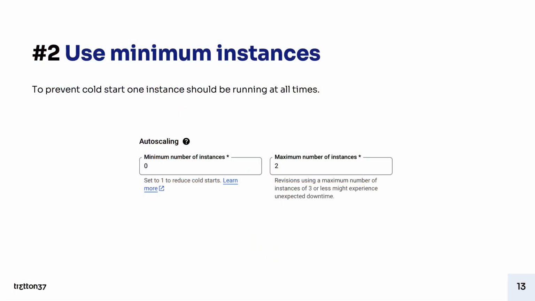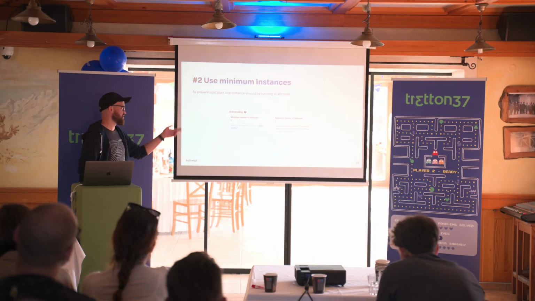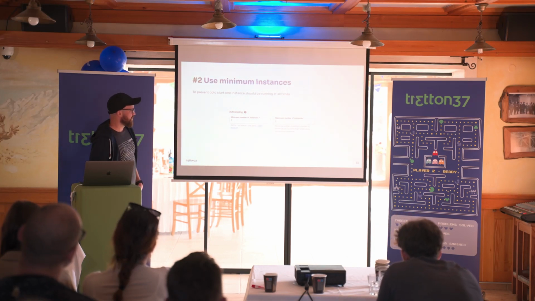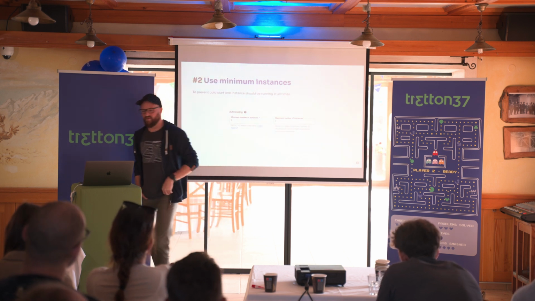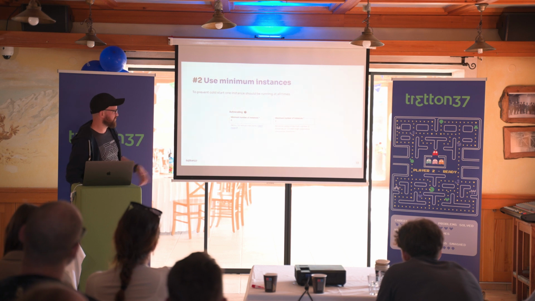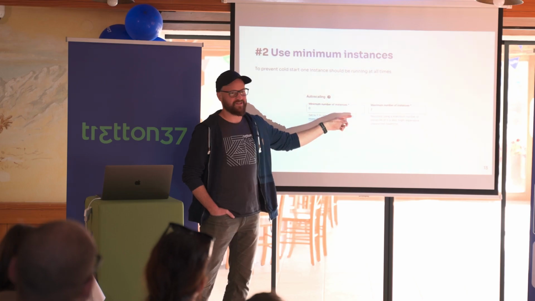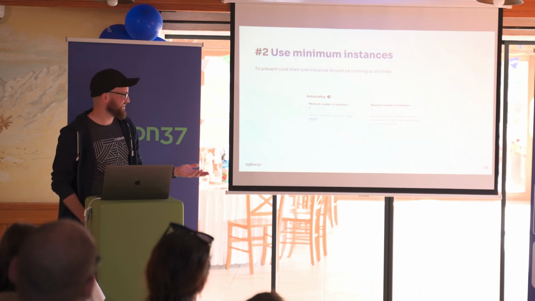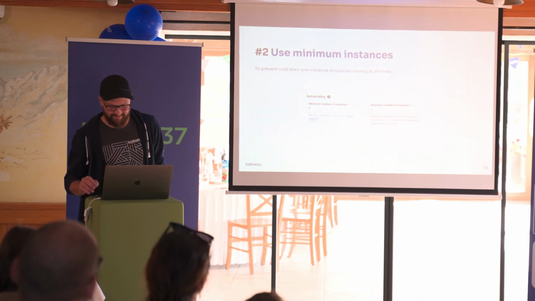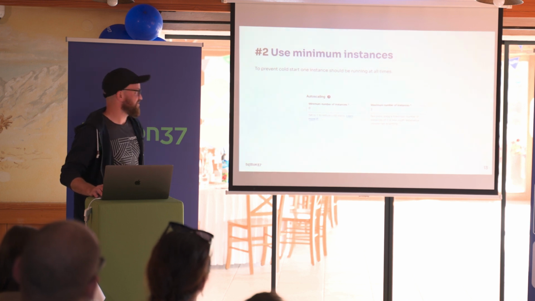So the next one would be to use minimum instances. Again, this is not something that directly affected my team, but it was worth pointing out that if you don't want cold starts, just put the minimum number at 1. And if you can see here, this obviously means that this product was built by developers, because who in their right mind would allow this to happen? Like if it's under 3, you might experience downtime. What? So I don't know. It's obviously built by developers.